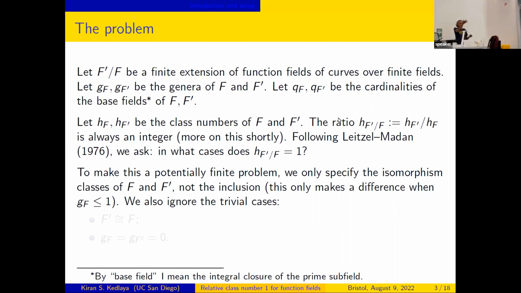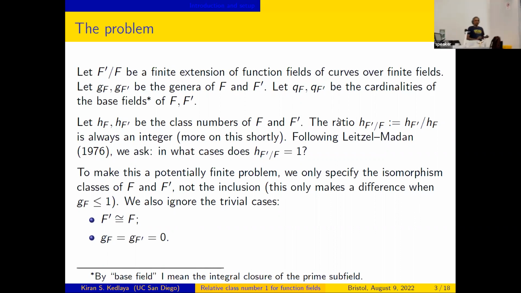So I'm only going to look for the isomorphism classes of the field on the top and the bottom and not worry about the map. But if the genus of the base field is at least 2, you can also hope to pin down the maps. There's also the trivial case where F prime and F are isomorphic, not necessarily through the identity map. Any inclusion of genus 0 function fields is of course going to have relative class number 1, so I ignore that. And I also have to rule out the case where it's an extension of genus 0 fields, because you might be allowed to enlarge the field.